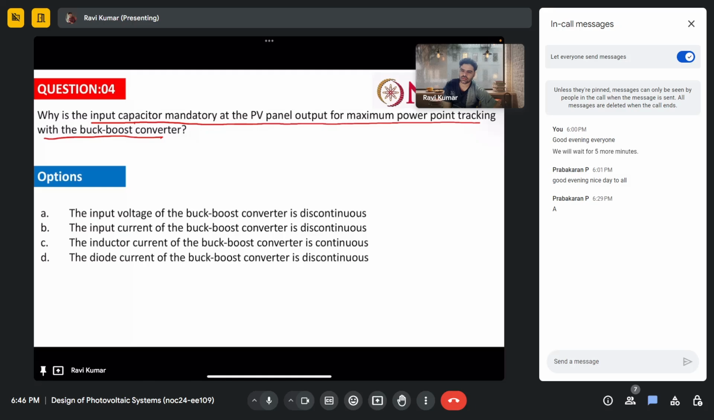Store charge. Yes, store charge. I think option C is the right answer because the inductor current is continuous. Yes, absolutely right. So it stores charge, that is the current. We need this input current to be continuous. That's why we use the capacitor. Yes, B is the correct answer.